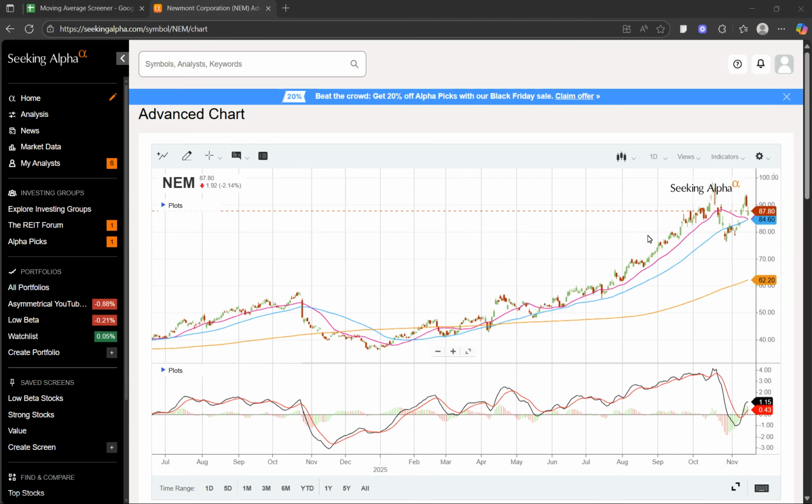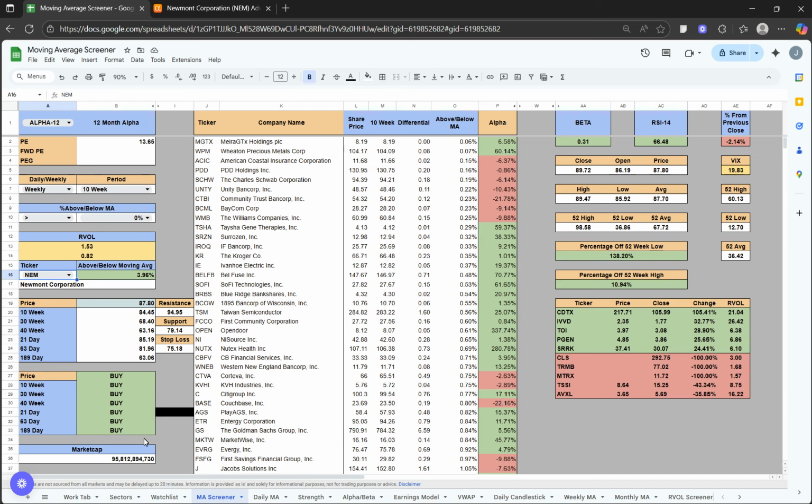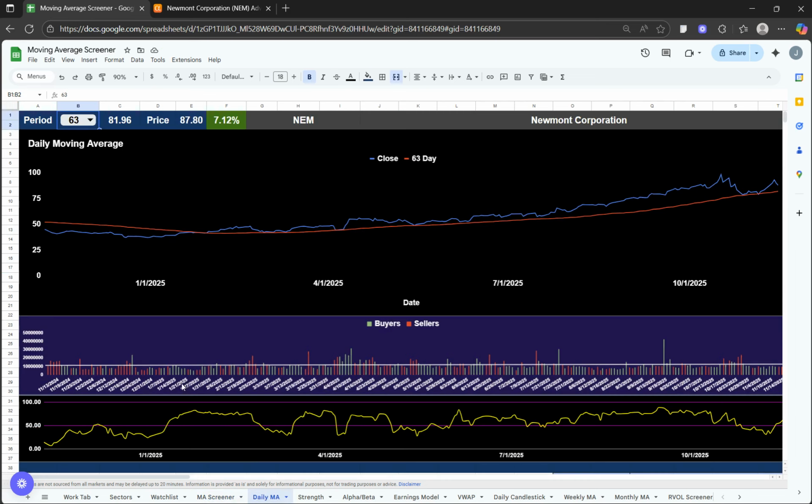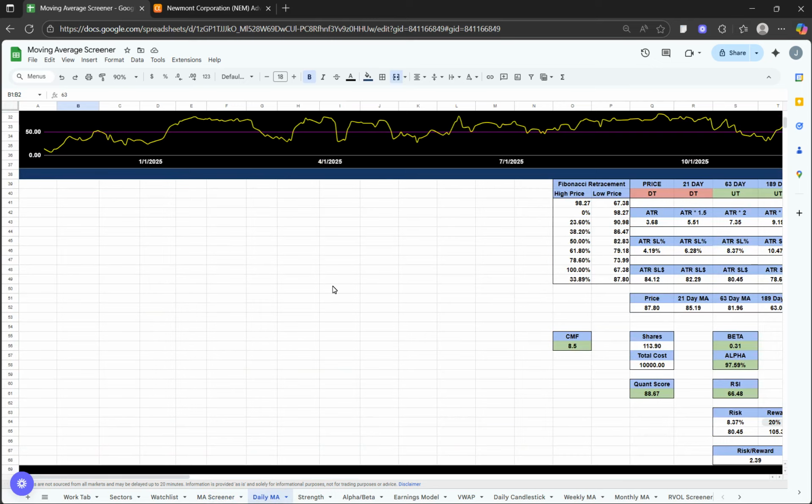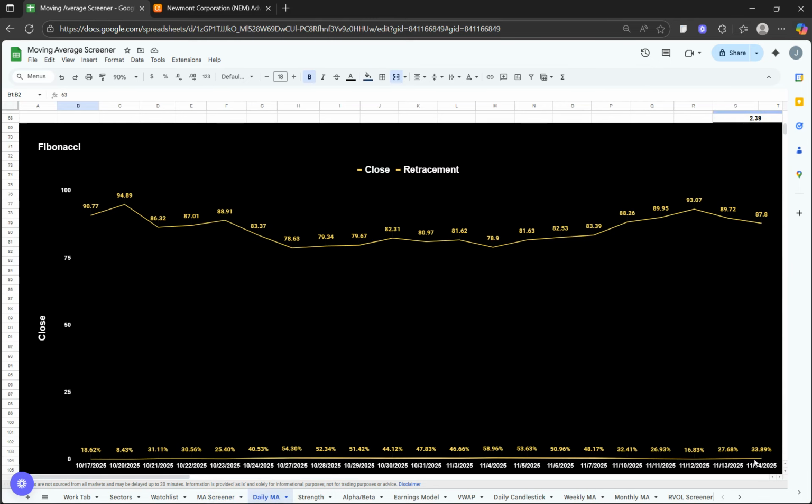Our next stock will be Newmont, and we can see we're in an uptrend with the 20, 50, and 200-day. However, the 20-day has pulled back to the 50-day, but it has not crossed yet. We do have open MACD, so that's bullish. We have a perfect uptrend. We're looking at our 63-day Fibonacci. It's at the 33% level.